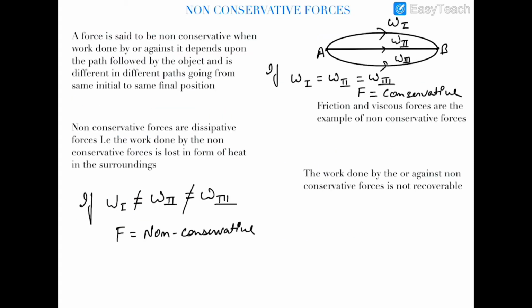Now for non-conservative forces, I can say that a force whose work done depends on the path followed, and is different for all the different paths going from the same initial to the same final position, is called a non-conservative force. For example, in this diagram we are taking an object from A to B and following these three different paths whose lengths are also different, and we have observed that the work done by the force acting in this diagram is equal for all these three paths.